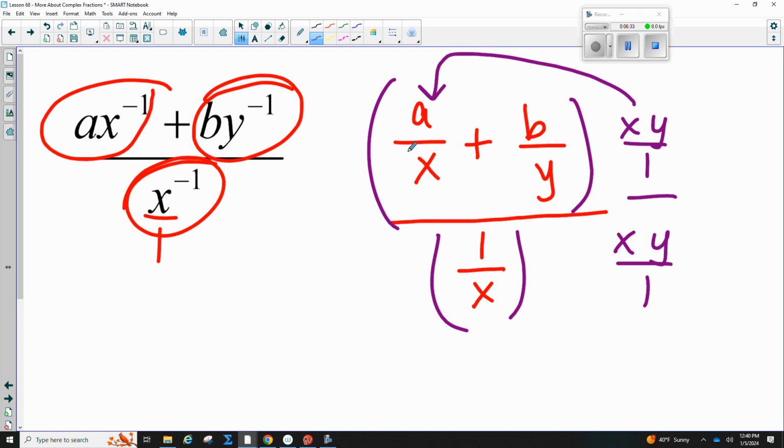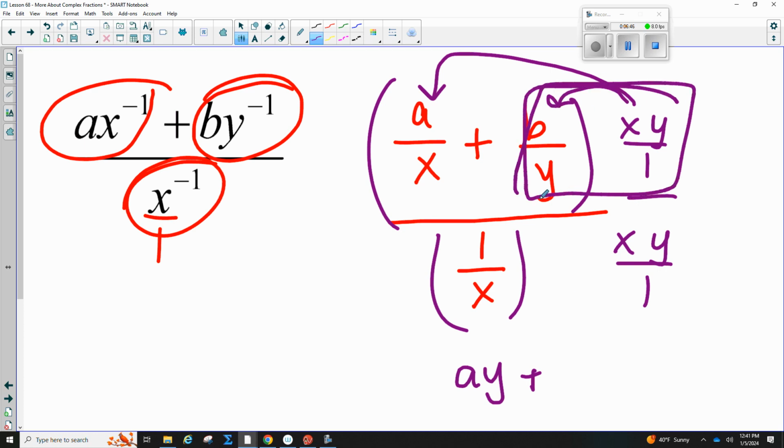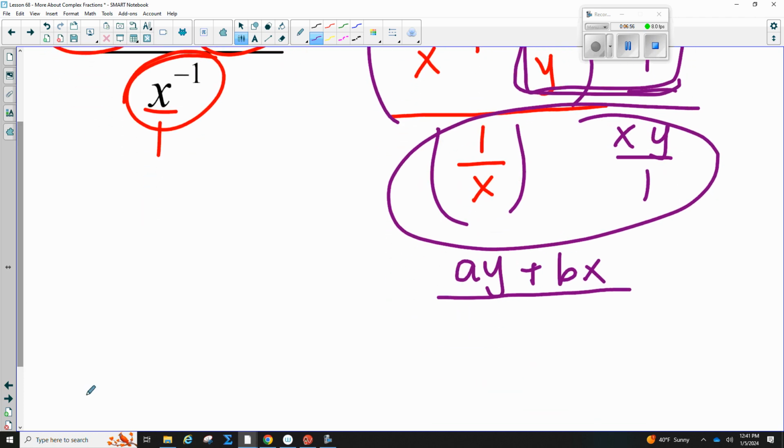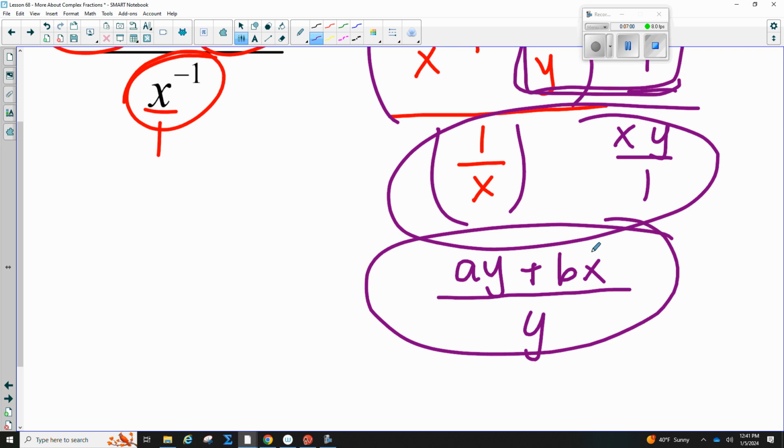Yep, and so you're left with a y. I'm going to write this down here, plus, now I'm going to multiply right here. What is going to cancel when we multiply these together? The y's, and you're left with bx, all over. Now we do the denominator. What's going to cancel? The x's, and you're left with y over 1, which is just y. We'll do these at the end.